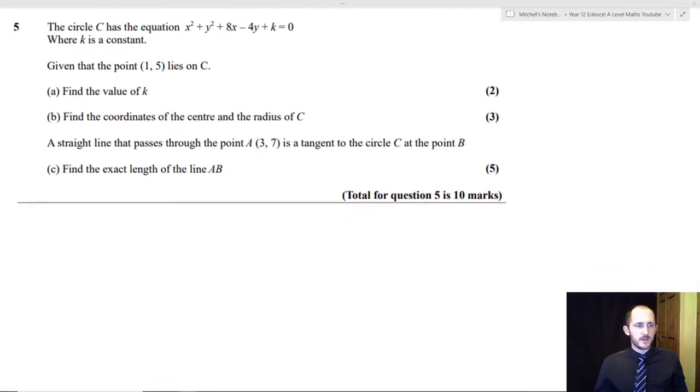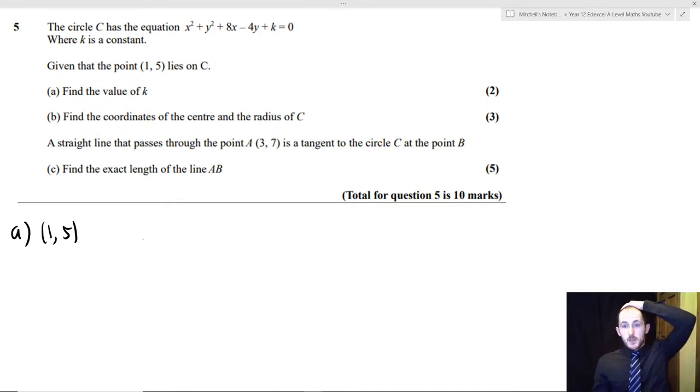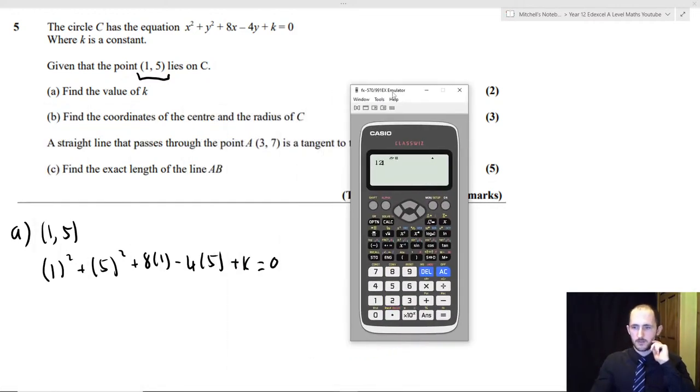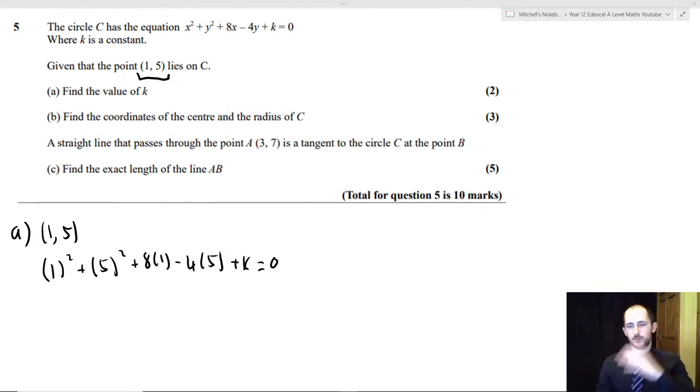Okay. So with this one, circle C has the equation x squared plus y squared plus 8x minus 4y plus k equals 0, where k is a constant. And it says, given that (1, 5) lies on C, find the value of k. What we have to do here is sub in this coordinate and work out what k is. Okay, so x is 1, so we have 1 squared. And since I'm lazy, let's just do this all on a calculator. So 1 squared is 1 plus 25 plus 8 minus 20. That'd be 14 plus k equals 0. So you can probably tell that all you'd need to do is flip the sign. So, perfect. I don't think that was too bad.